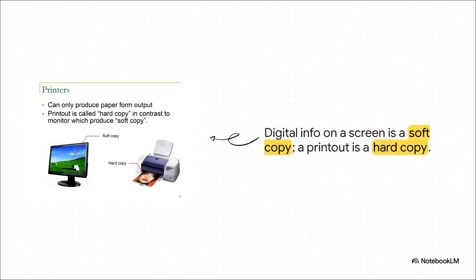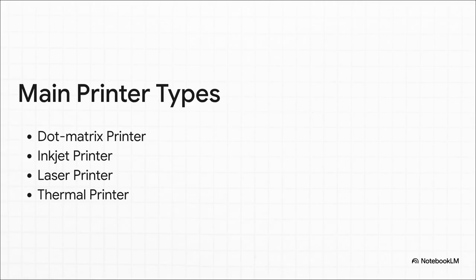Anything you see on your monitor is what we call a soft copy, because it's just digital. But the second you print it out, that document becomes a hard copy, a physical object you can file away or sign or stick on your fridge. The printer is the magical machine that makes that happen. Now, there are a ton of different printers out there, but they pretty much all fall into four main categories. We're going to do a quick tour of the dot matrix, the inkjet, the laser printer, and the thermal printer.